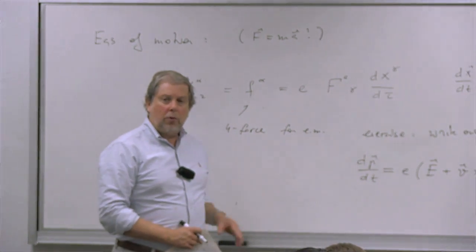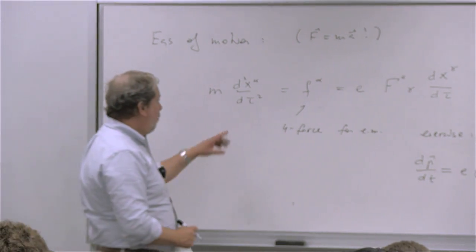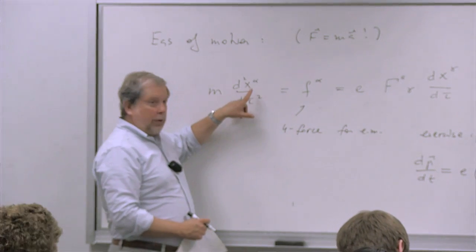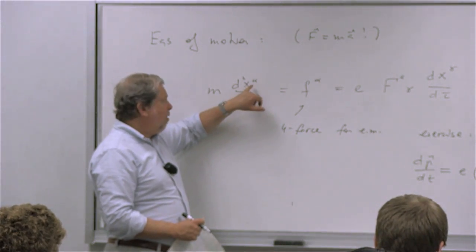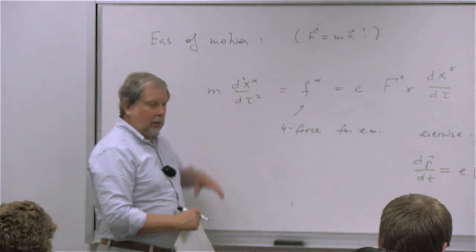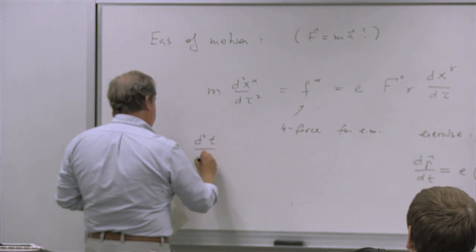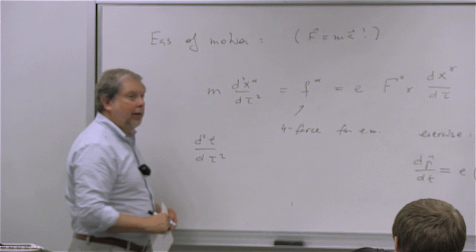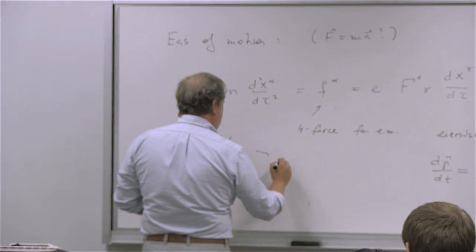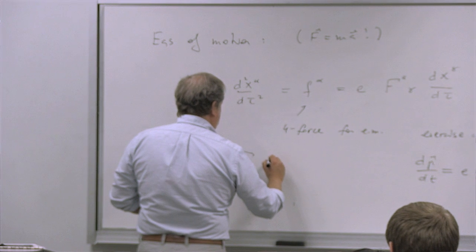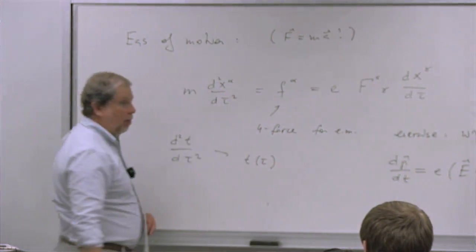So somehow we seem to be losing 1 equation along the way, right? And so what is the 4th equation here? The 4th equation will tell us when alpha is equal to naught, right? The 4th equation will give us the second derivative of t with respect to tau squared, right? And so the 4th equation is the one that allows us to eliminate the tau and write the t as a function of the proper time, right?